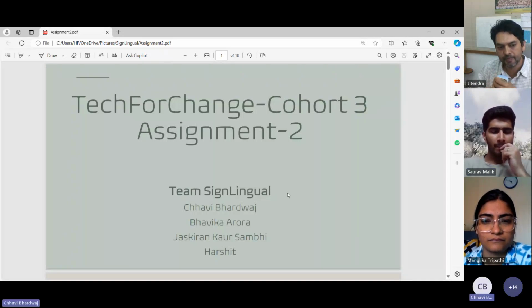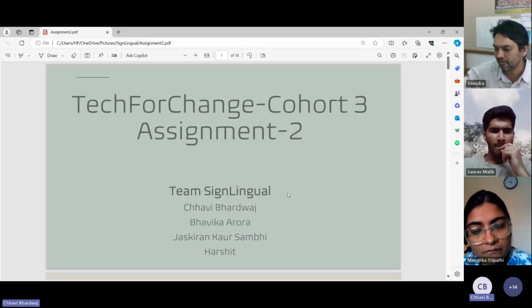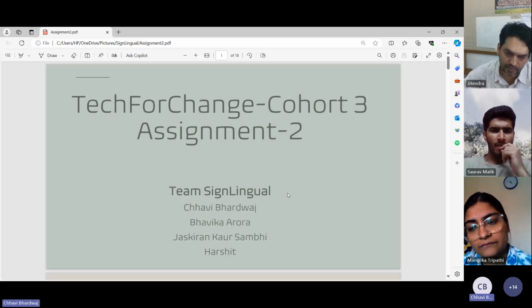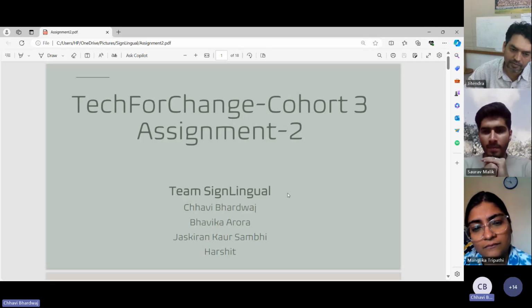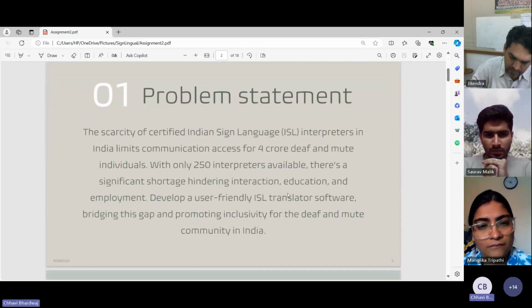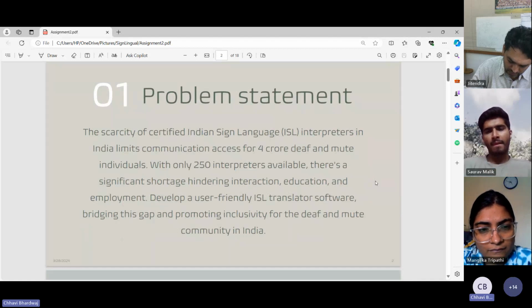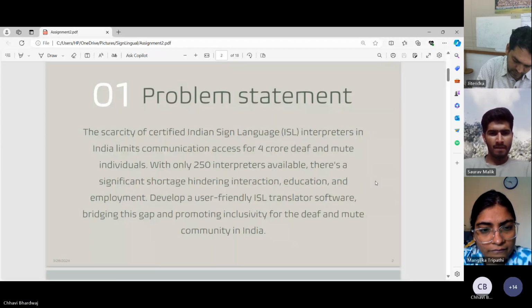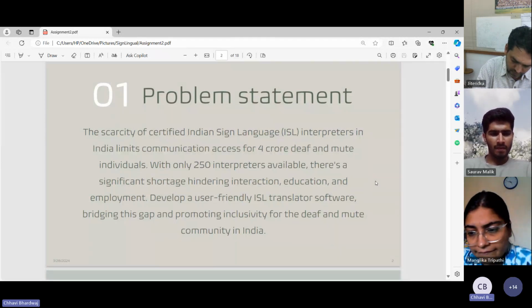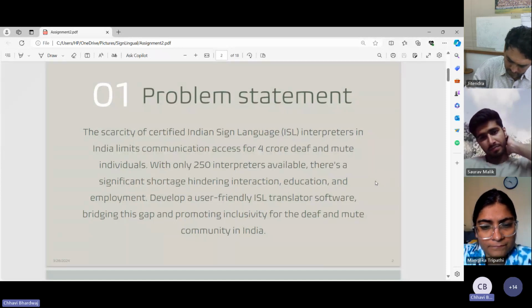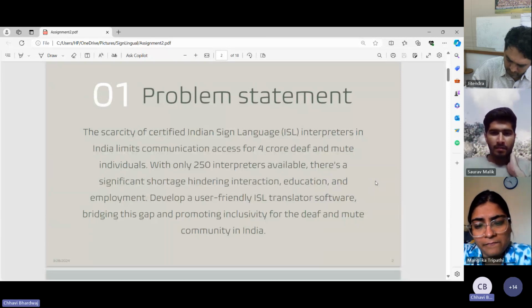Okay, so I am from Team Sign Language, and we are a team of 4 second year BTech students from WIPS, which is a part of IPU. This is the problem statement. We looked at some stats and found that there is a community of 4 crore people who have some sort of hearing or speech impairment. There are only 250 certified ISL interpreters in our country, and only 6 lakh people who are proficient in ISL. This poses a great language disparity between the hearing and non-hearing communities.